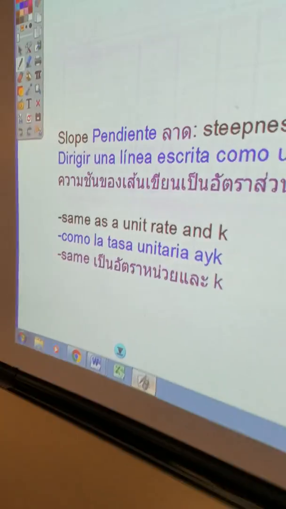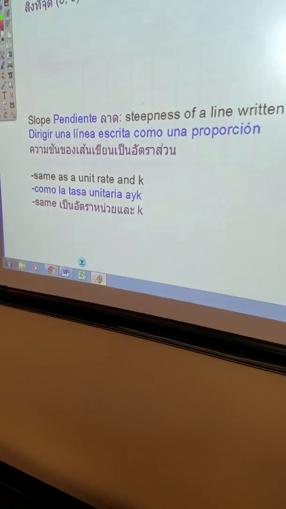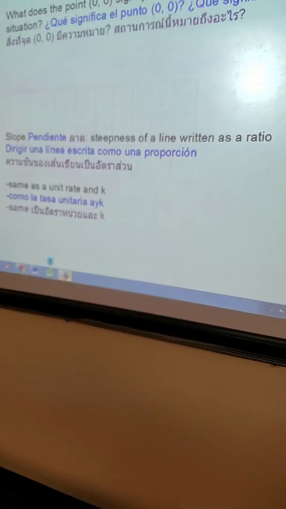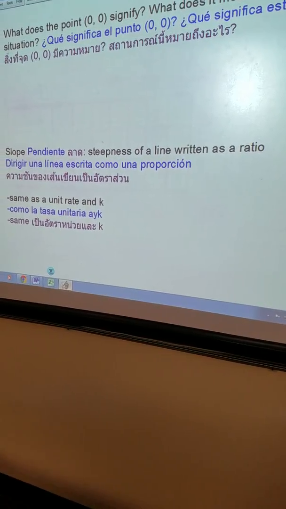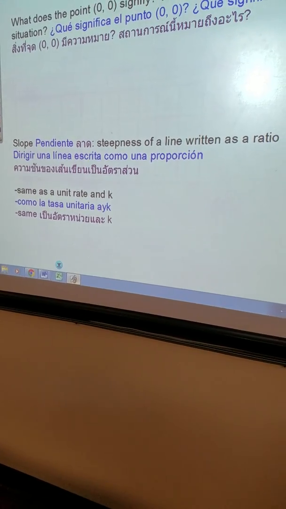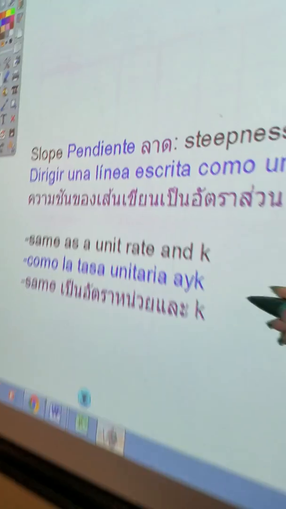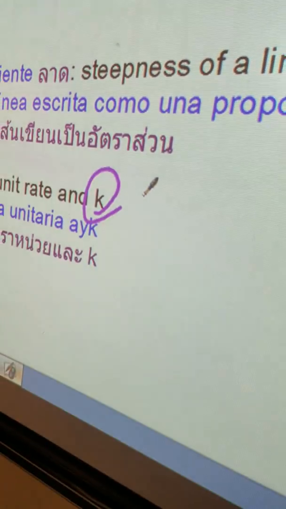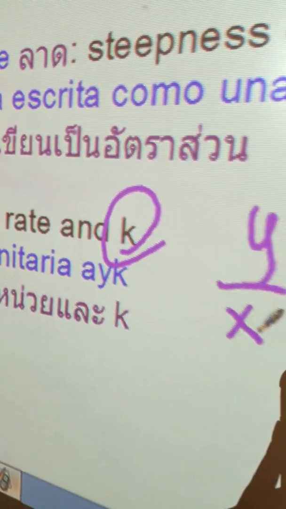Okay. Another thing is right here, slope is something that you're going to be asked to talk about on your assignment. We have not talked about slope. And so slope is the steepness of a line written as a ratio. It is also the same thing as a unit rate and K. So on your assignment, when they ask for slope, as long as you have K, you found your slope. So again, K has to be written as a ratio, a fraction.